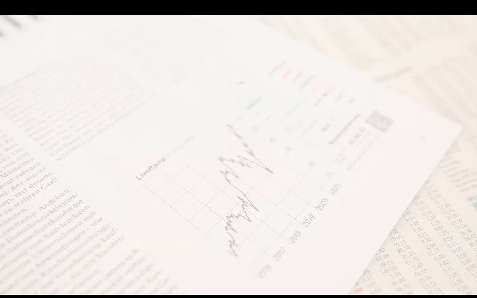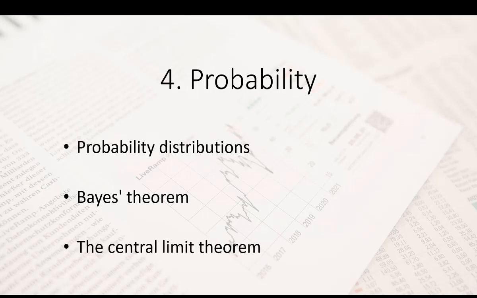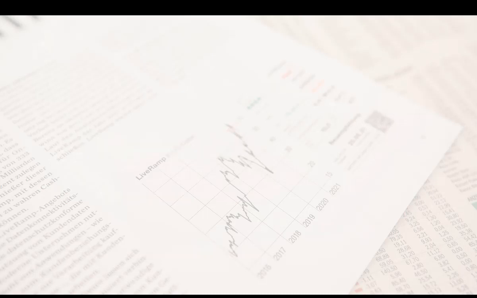Part 4. Probability. Probability is the study of how likely events are to occur, and it's the foundation of many statistical methods. Some key concepts in probability include probability distributions, such as the normal distribution and binomial distribution. Bayes' theorem, which allows us to update our beliefs based on new information. The central limit theorem, which states that the distribution of sample means tends to be normal as the sample size increases.